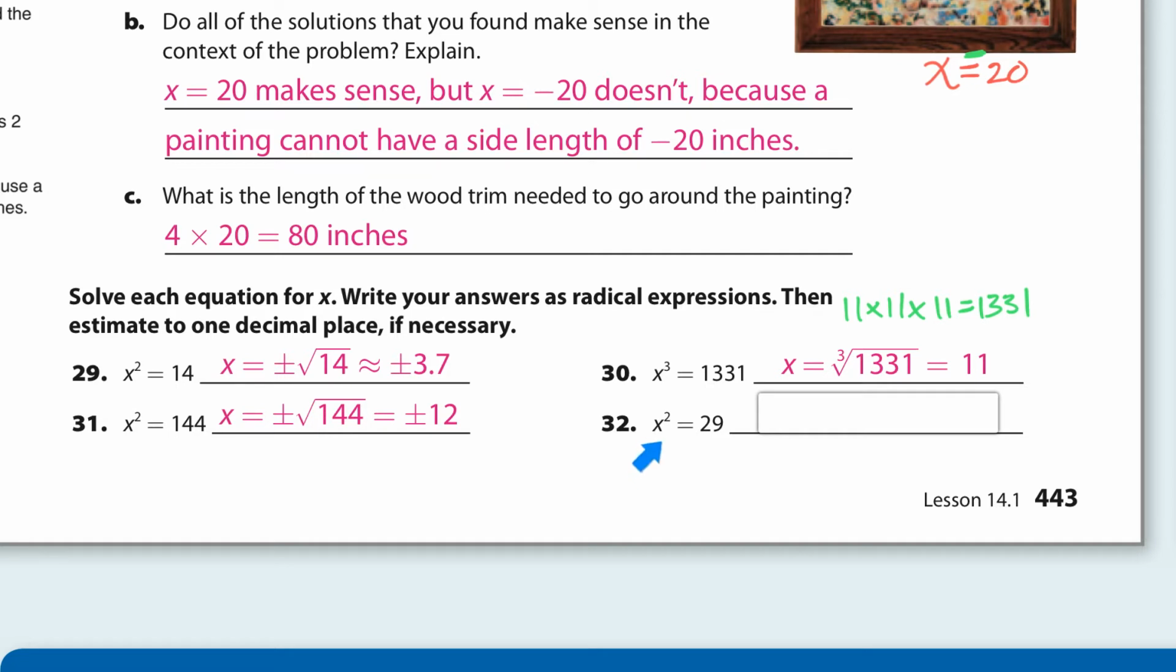I don't know exactly because 5 times 5 is 25 and 6 times 6 is 36. So I would guess 5.4 is somewhere in between 5 and 6. And let's see here. Hey, I got it. Nailed it. 5.4. It wasn't exactly in the middle. It was just a little bit less than the middle. So there you go.